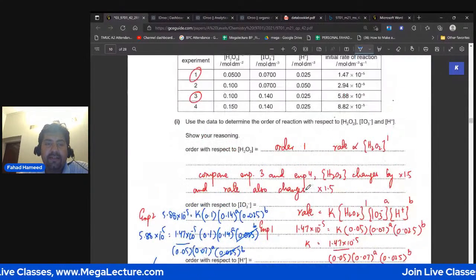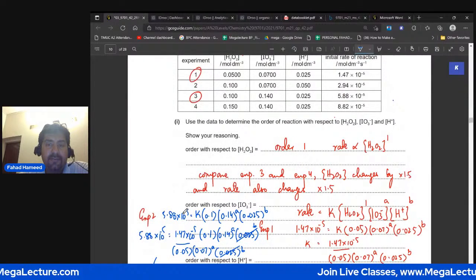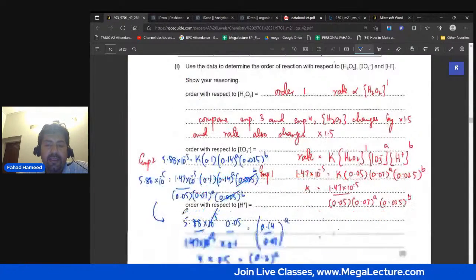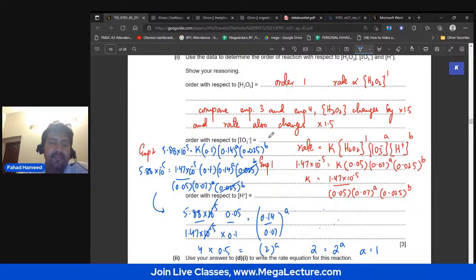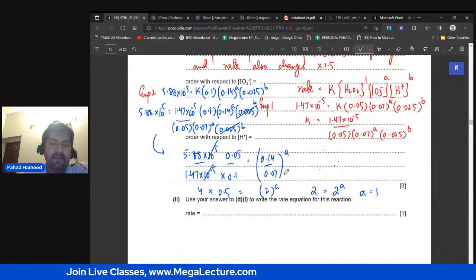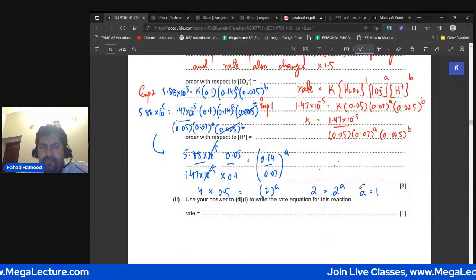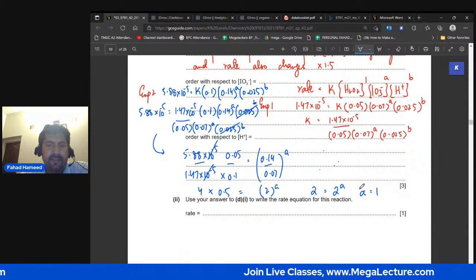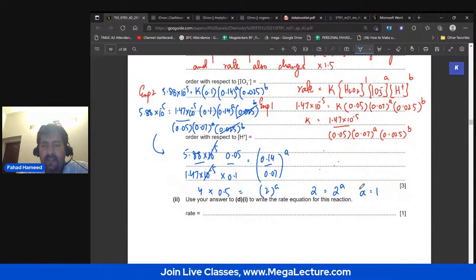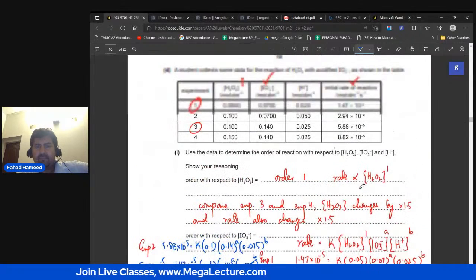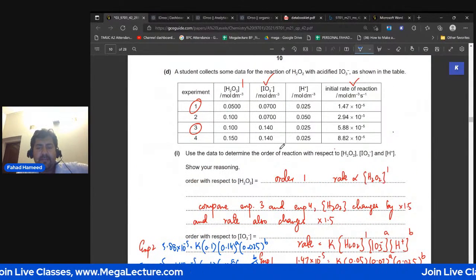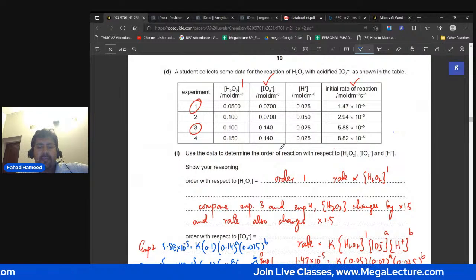I took experiment three values and put those values over here. I took the K from the first expression and then put it over here. And then I simplified. When I simplified, I eventually got A is equal to 1. So that's how you figure out the order, if you can't find two experiments where the powers are getting cancelled out.